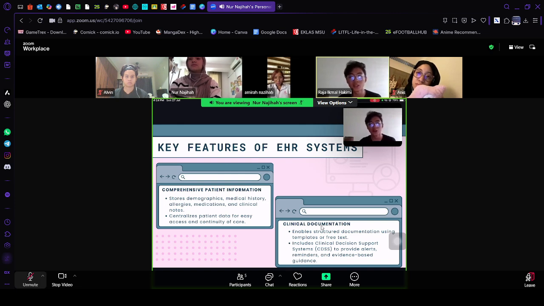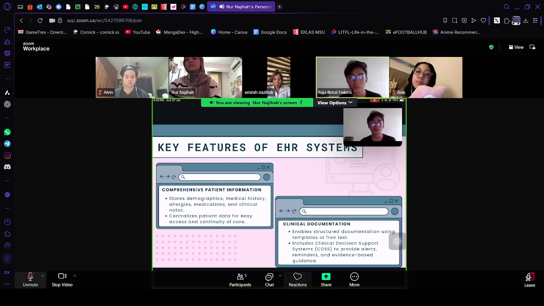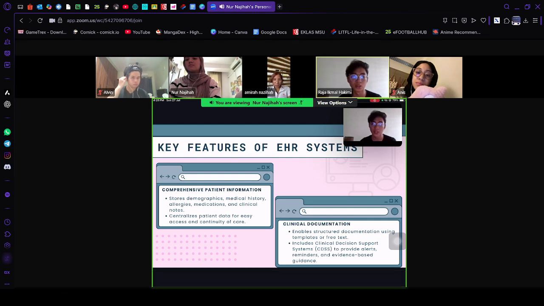Next is clinical documentation. It enables structured documentation using templates or free text, includes clinical decision support system to provide alerts, reminders, and evidence-based guidance. Basically, it is a template for documentation and real-time alerts for better decision. Next.